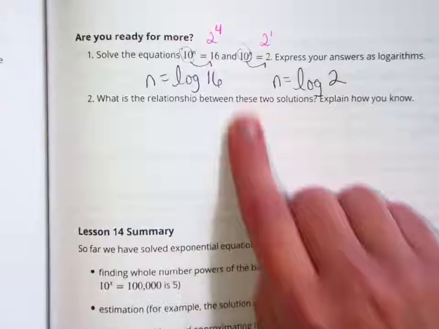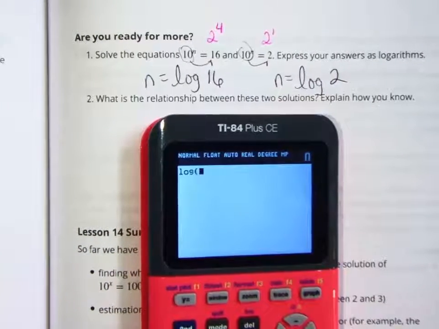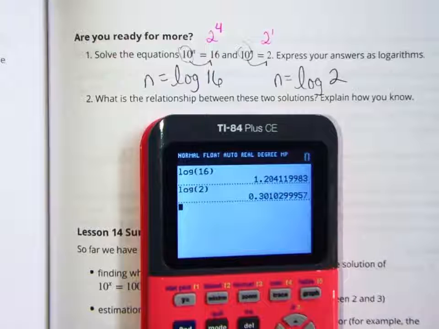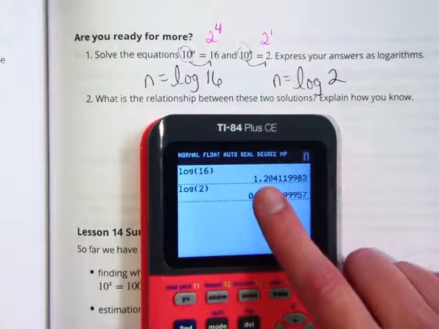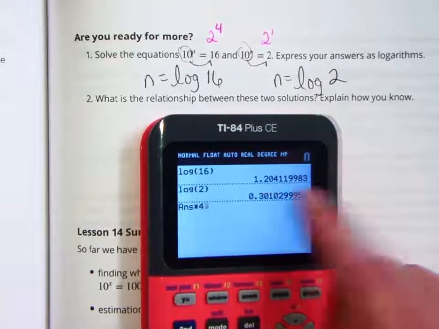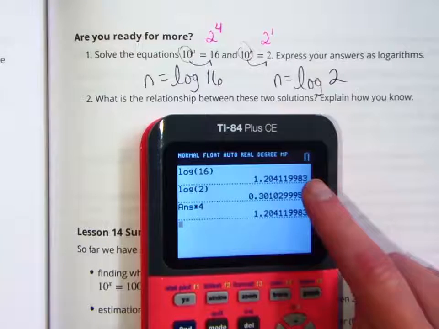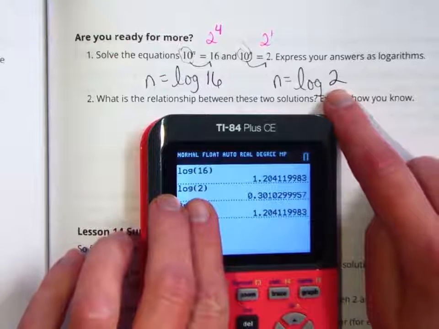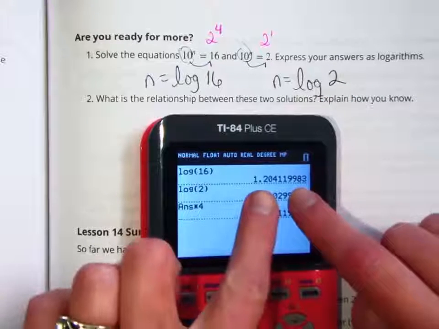And so this one I actually am going to pull in my calculator and see what's going on about the relationship between these two solutions. Because if I look at the log of 16, and if I look at the log of 2, interestingly enough, they're 4 times apart from each other. You see this? How I could take the log of 2, multiply it by 4, and get to the log of 16.